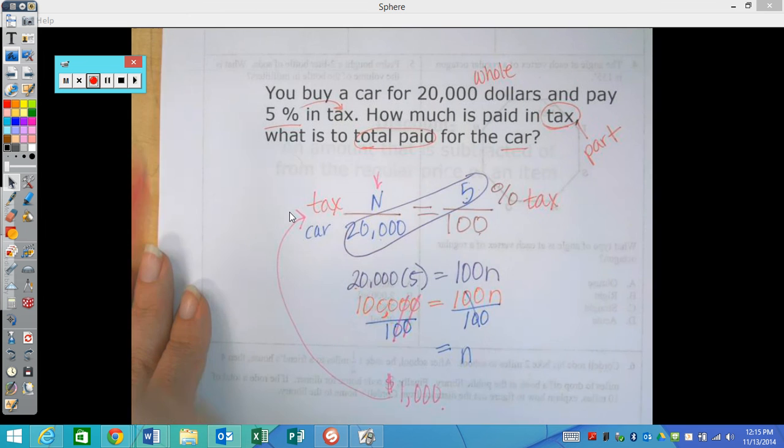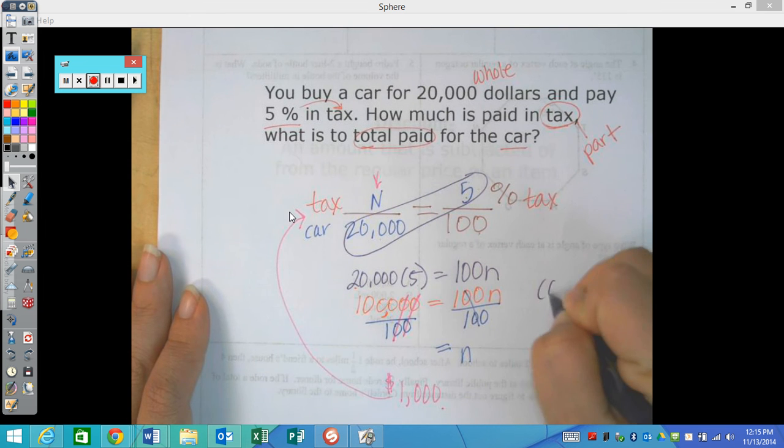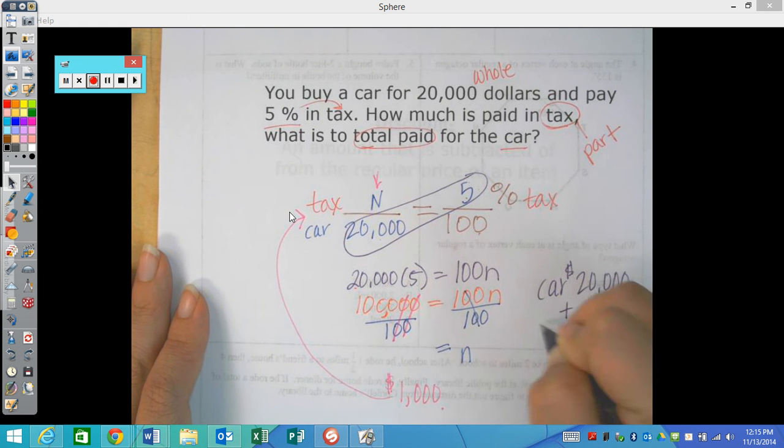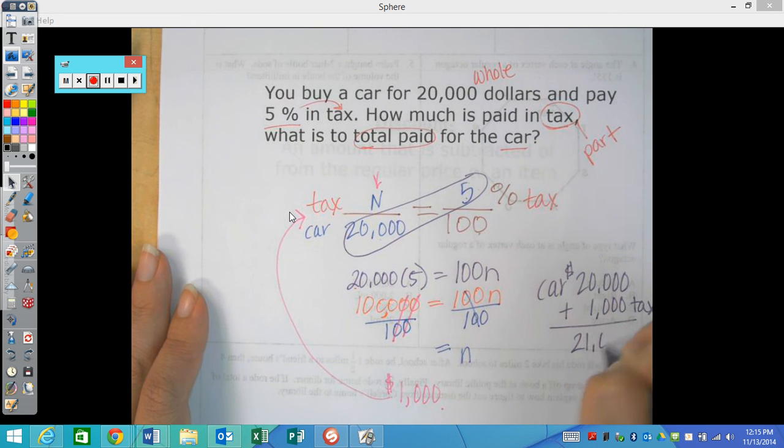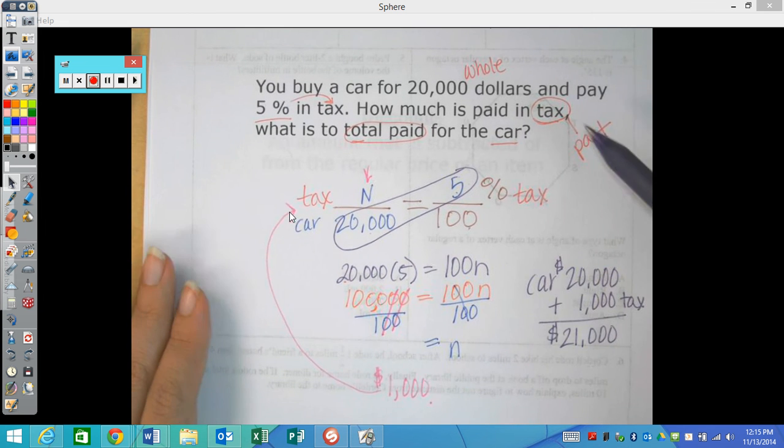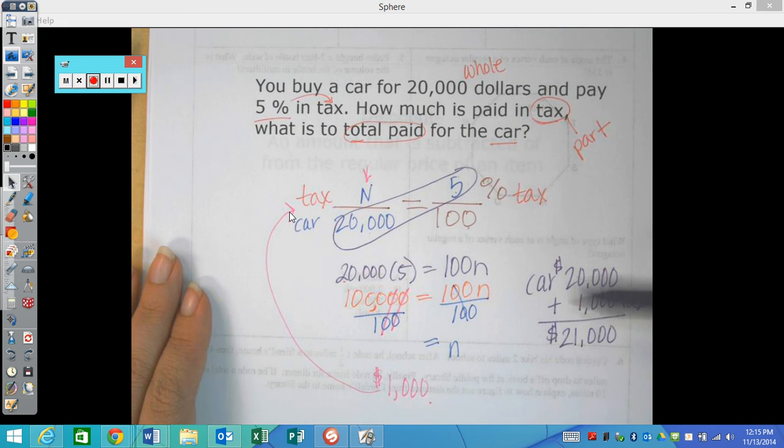So now we take the price of the car, which is the 20,000, plus the tax, which is 1,000, and we get $21,000 is paid when you buy that car. So that's a little bit of sticker shock for some people. You have to pay taxes on stuff, and that is a portion of the amount.